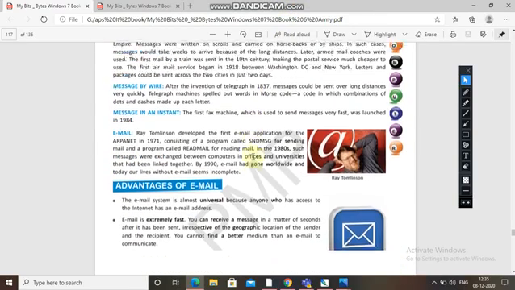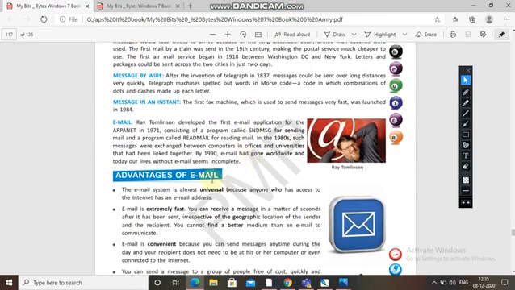Now message by wire. After the invention of the telegraph in 1837, messages could be sent over big long distances very quickly. Then message in an instant. The first fax machine, which is used to send messages very fast, was launched in 1984.